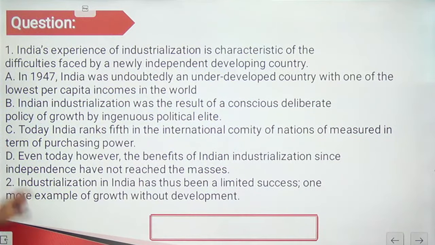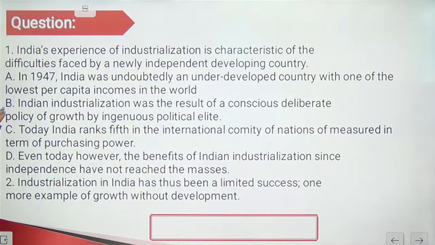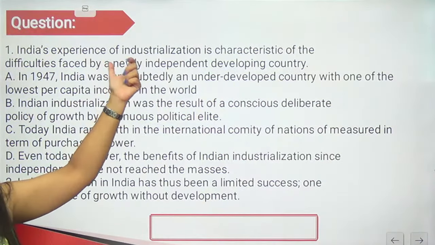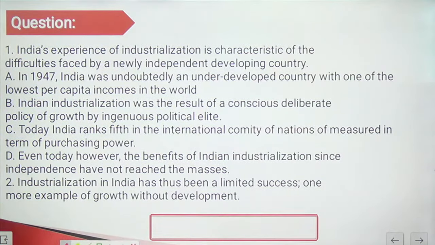So if we look at the A sentence, that is, in 1947, India was undoubtedly an underdeveloped country with one of the lowest per capita incomes in the world. So in the first line, it is mentioned that India after the independence faced difficulties when it was experiencing industrialization. So logically, A should be the next line actually, right? So the order should be 1 and A. Now let's read the rest of them and try to guess the right order.